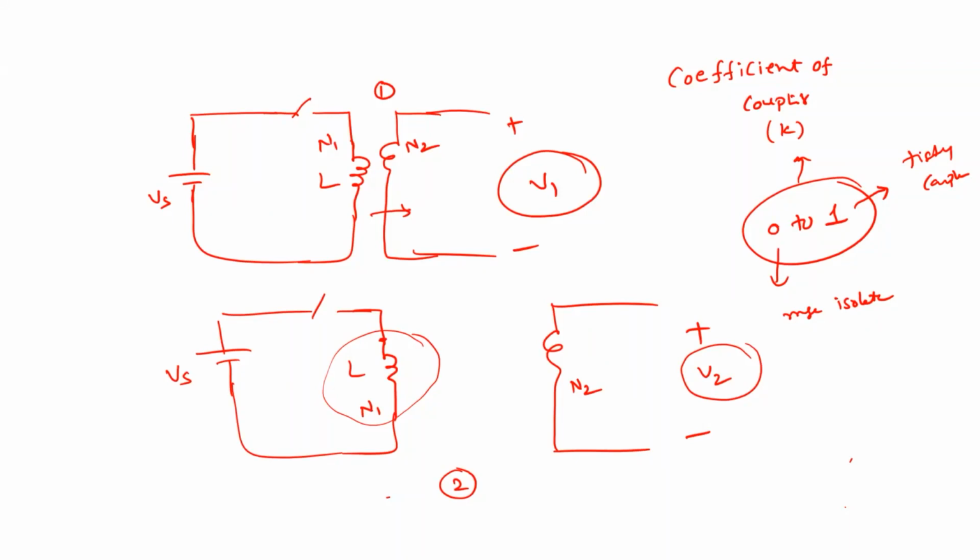So 1 means tightly coupled, and 0 means magnetically isolated. Next, we will give some more treatment to this coefficient of coupling.